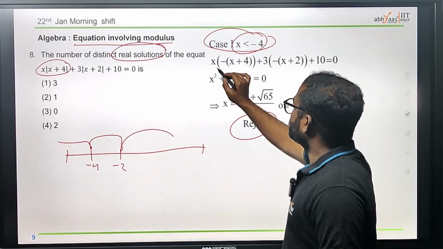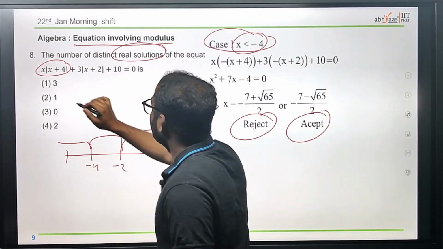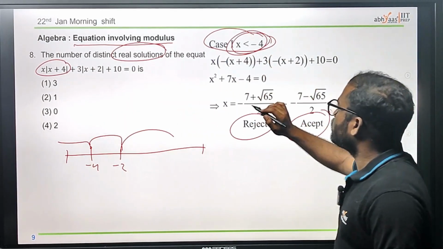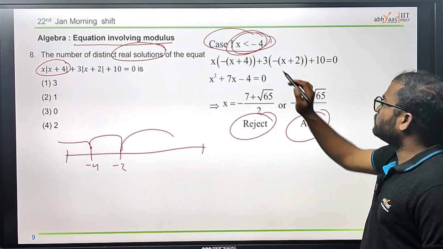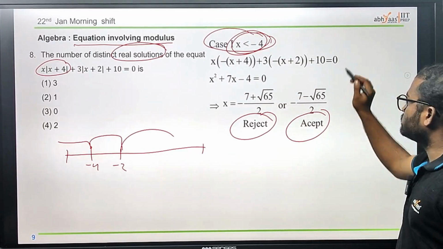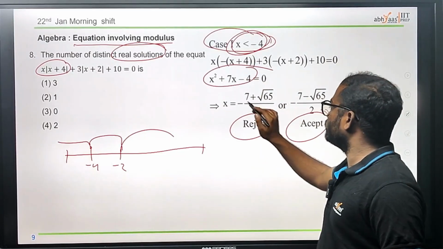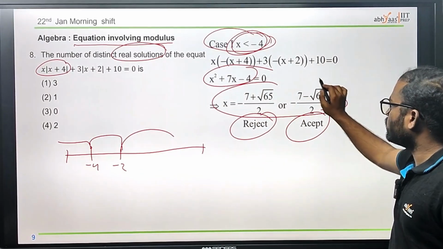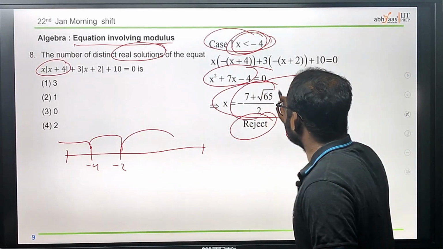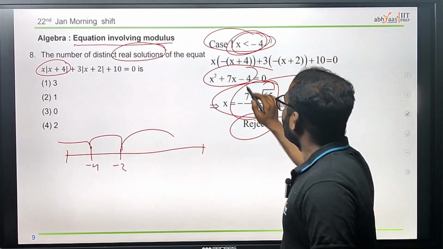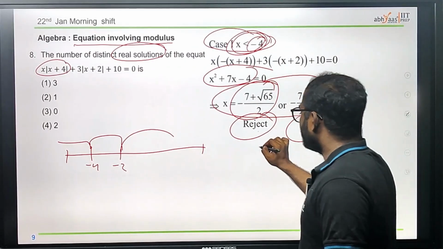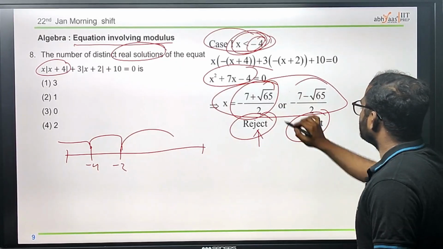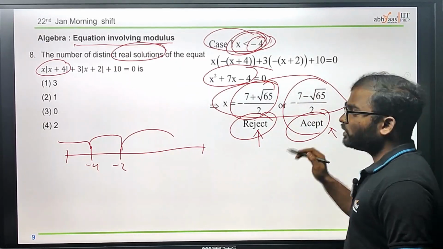Since we have modulus, for x less than minus 4 it becomes minus of x plus 4, plus 3 times minus of x plus 2, plus 10. We will find the quadratic equation. We got two roots, and one of them will be rejected since it is greater than minus 4, while we need less than minus 4. We will accept the other one. Therefore we got one solution.